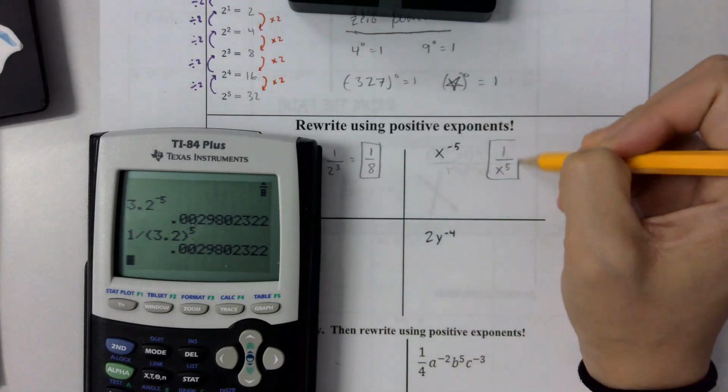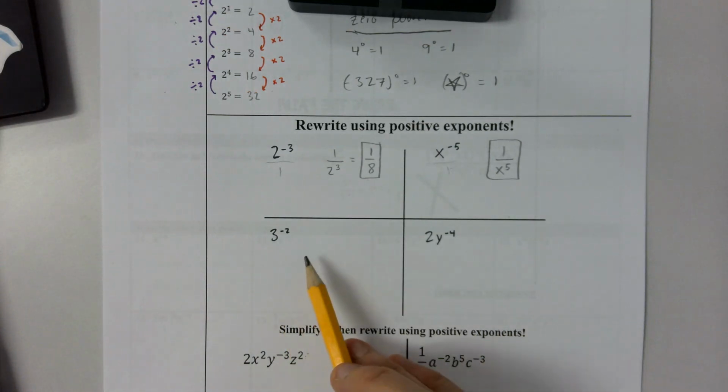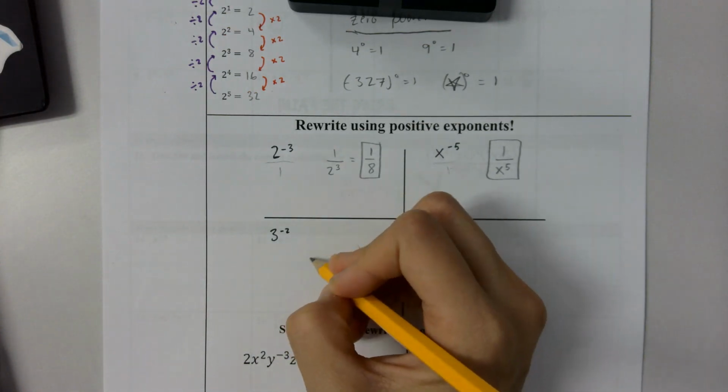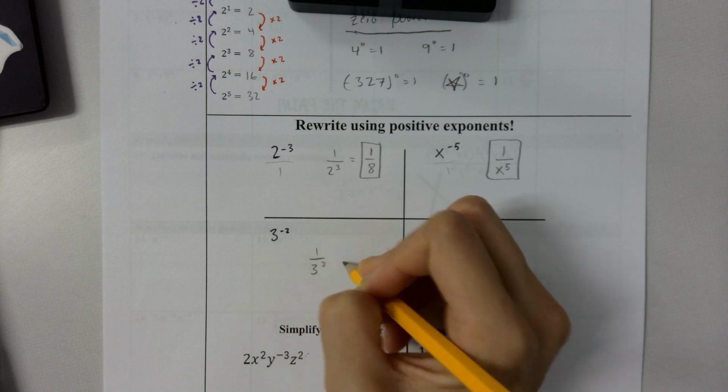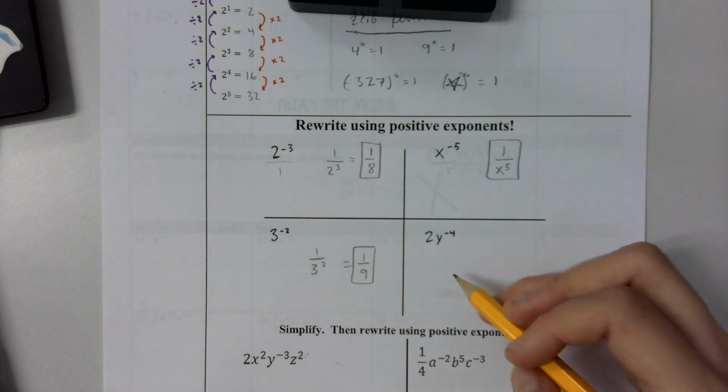Or you could just learn the rule and be confident in that. Okay. 3 to the negative 2. Very similar to the other problems. 1 over 3 squared, or 1 over 9. You could check that one in your calculator. And then this one's a little trickier.